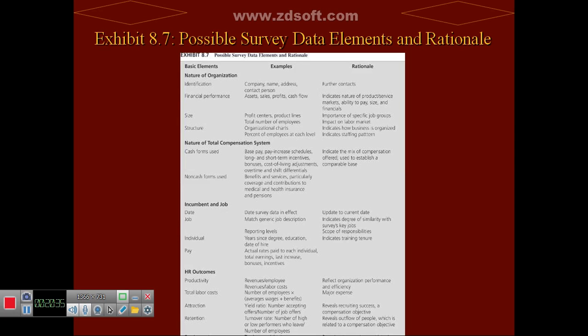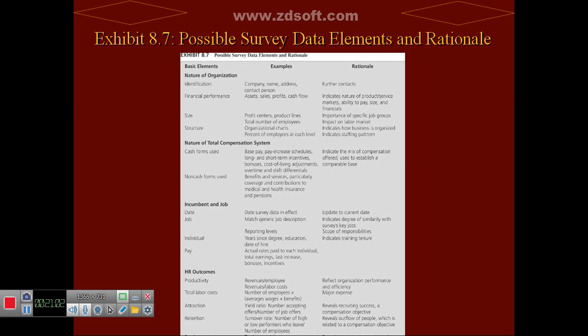Okay, so I'll read it out if it is not clear on your screen. Related to the nature of the organization, what kind of information will be gathered during the survey? Identification of the organization, like name of the company, address, contact person, etc. Then financial information related to the financial performance of the company, assets, sales, profits, and if possible also cash flows of the company.